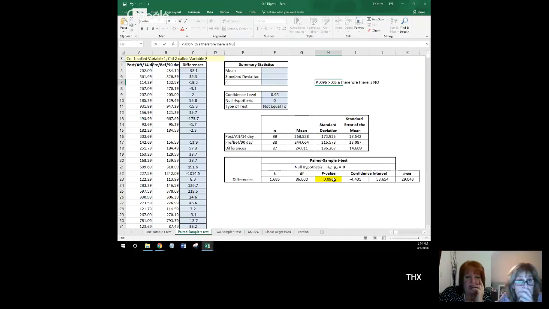Strictly on the N, the post is 88, the pre is 88, the differences are 87. When I look at the box where it gives the mean, the standard deviation and the standard error of the mean, it gives you the null hypothesis H0 is equal to 0. And our p-value is 0.095 and it's higher. So if it's high, we keep the null. So it's not saying that it's that much different. My N for my post and my pre is 88. That doesn't look like much of a difference, does it?